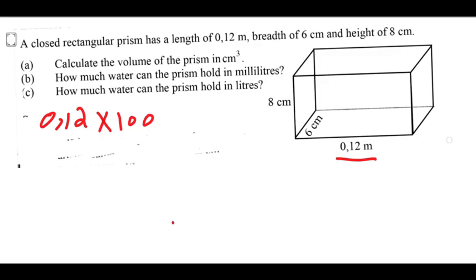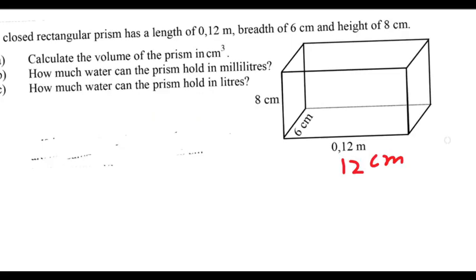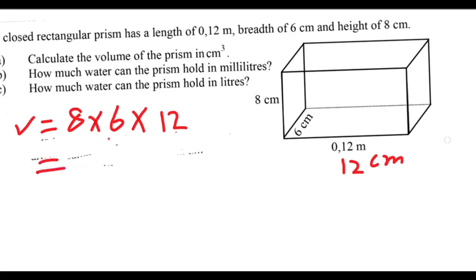So I'm gonna times by 100 because you're going from left hand side to right hand side. Earlier I showed you conversion for length. So the answer will be 12 centimeter. Now I can find the volume easy. All three sides you're gonna multiply, that will be your volume. 8 multiply 6 multiply 12. Length multiply breadth multiply height. So the answer is 576 centimeter cube.